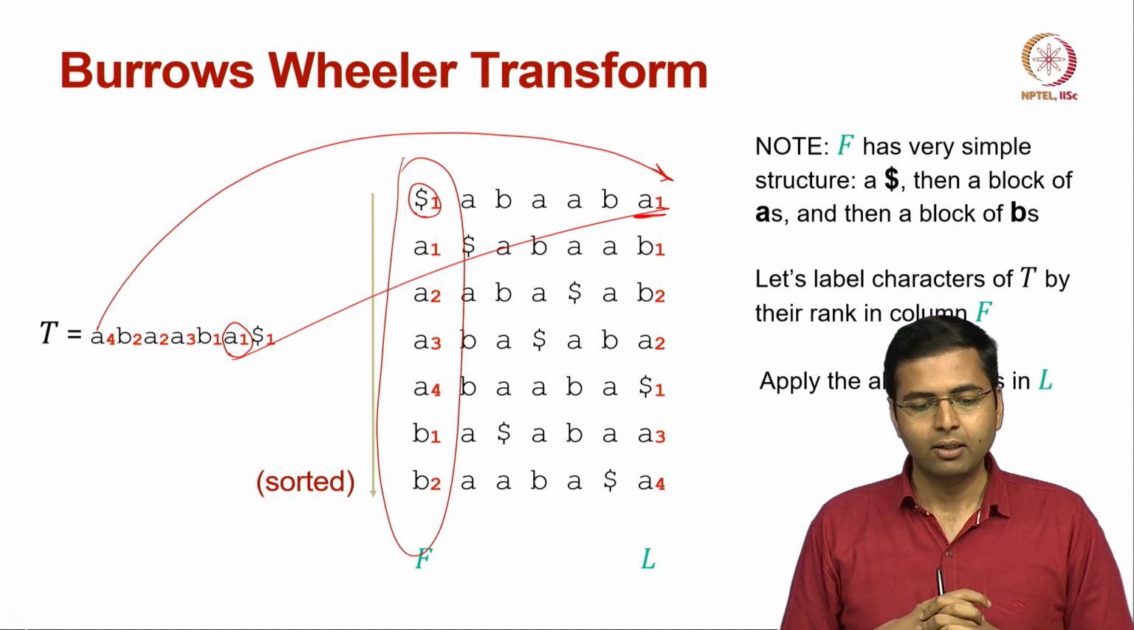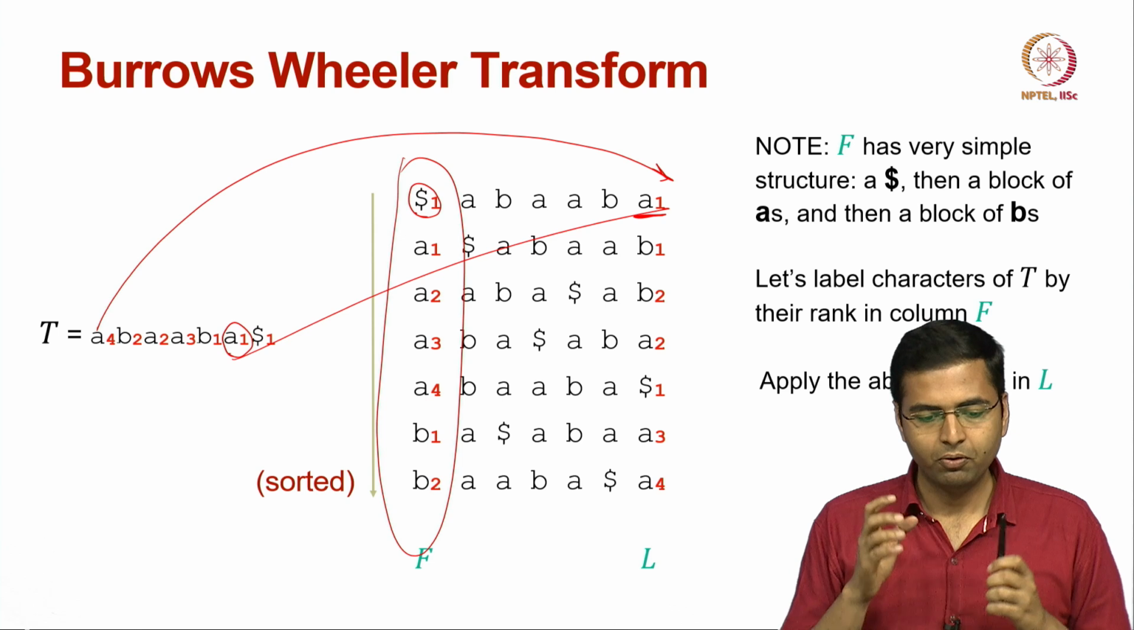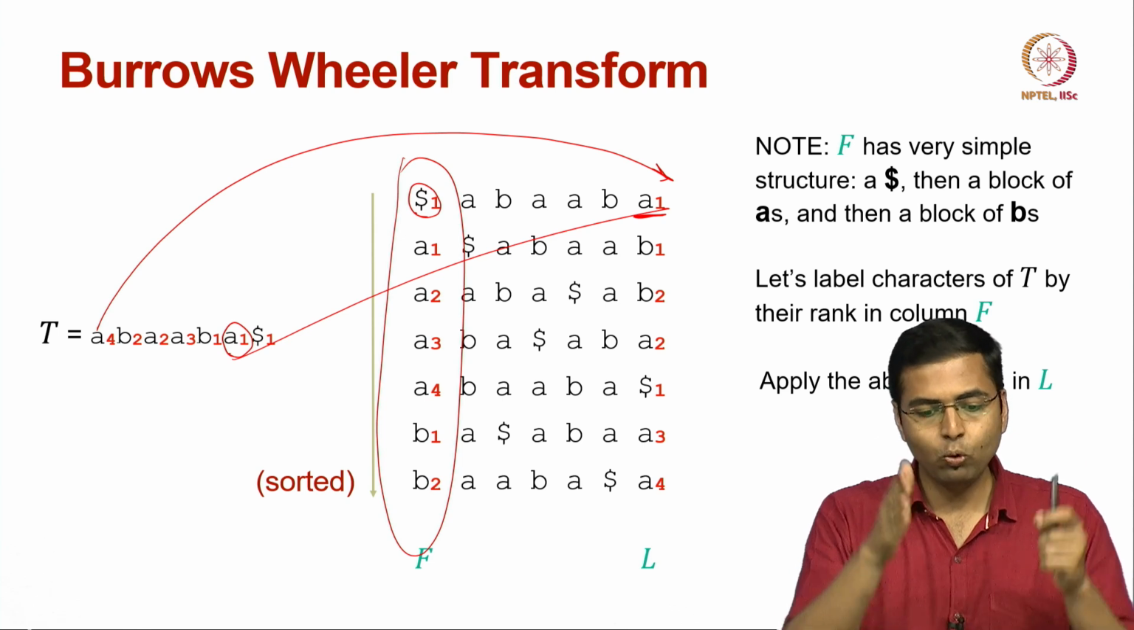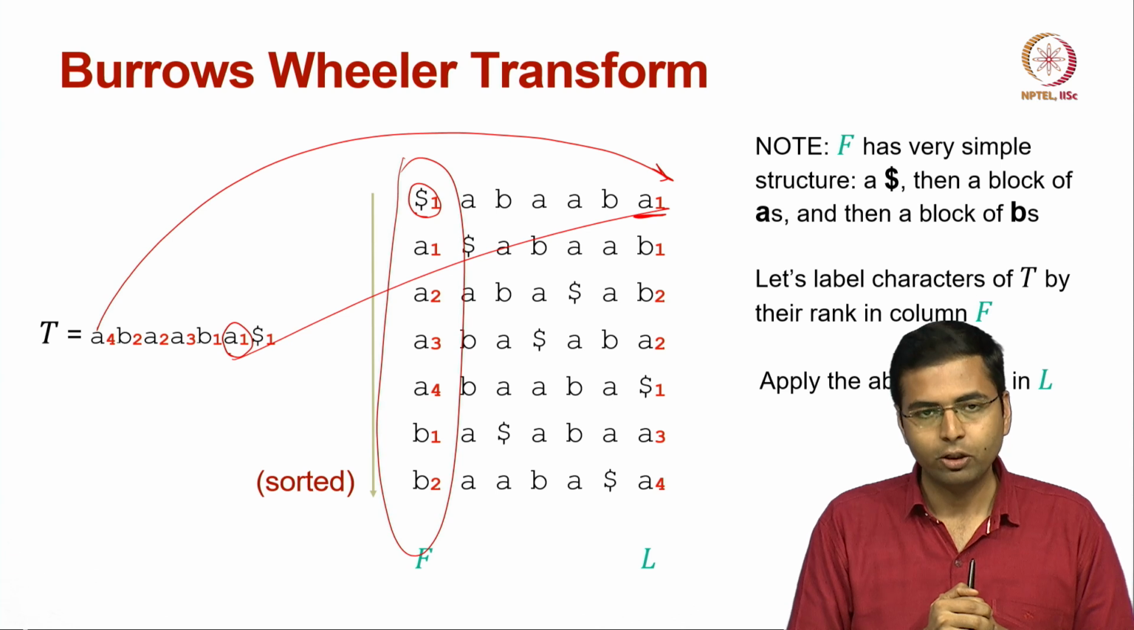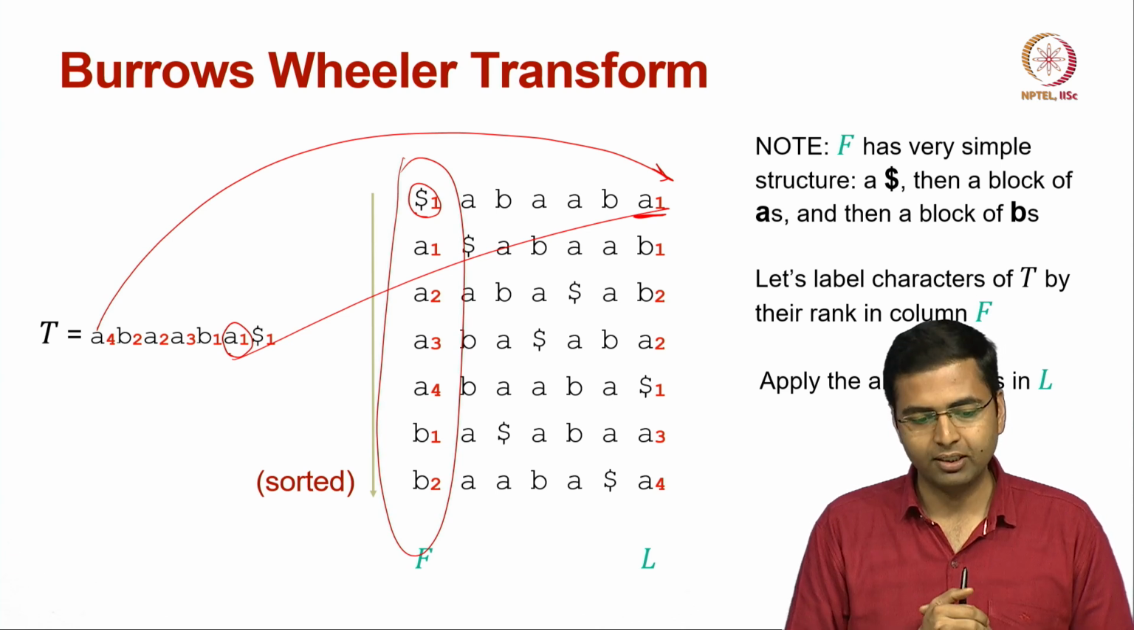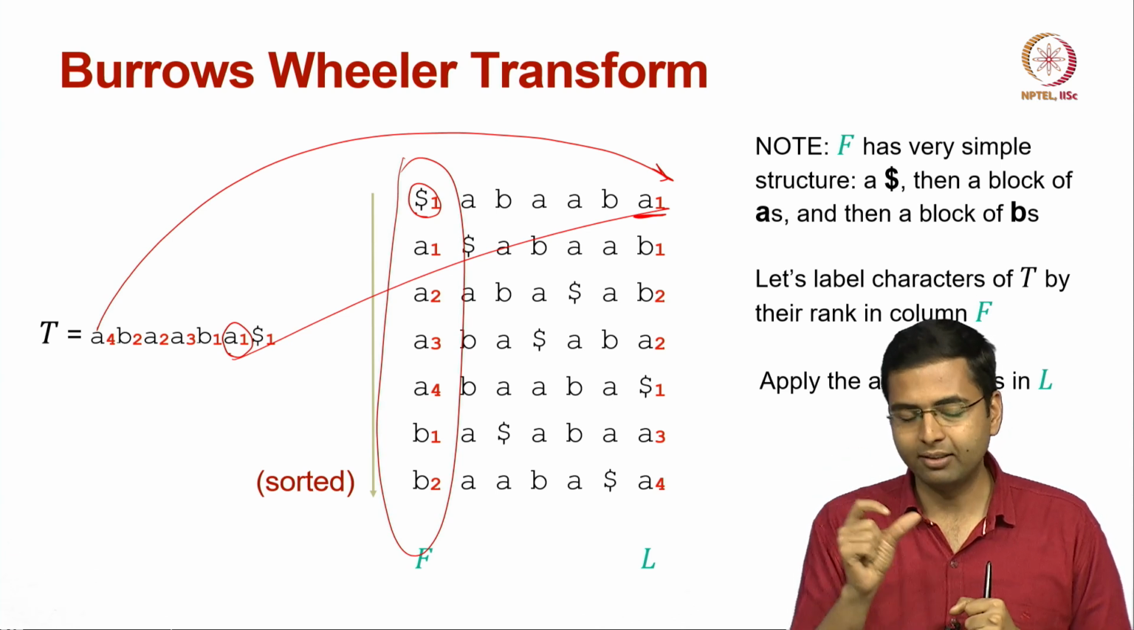Okay, now wait for a few seconds and observe these two columns F and L. Do you see anything interesting? Do you see any special property that we can use based on these labels?